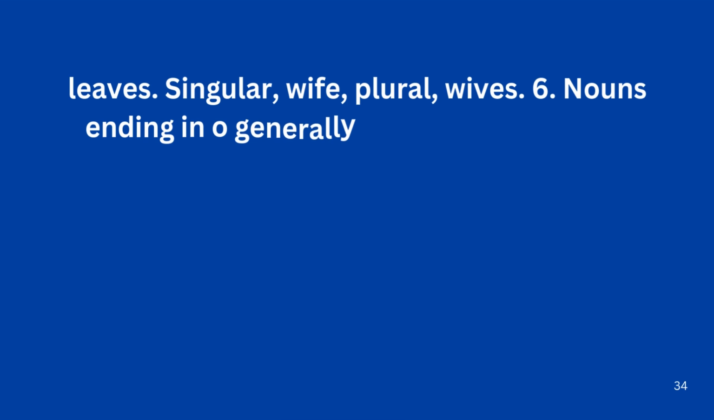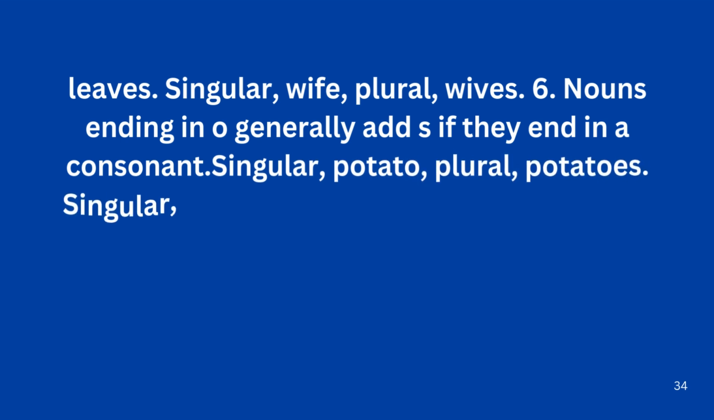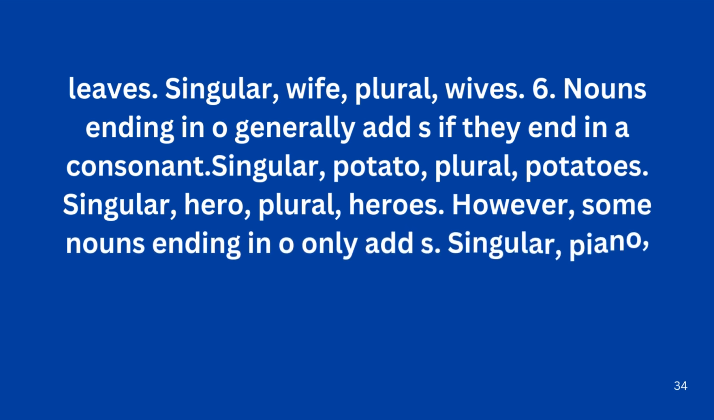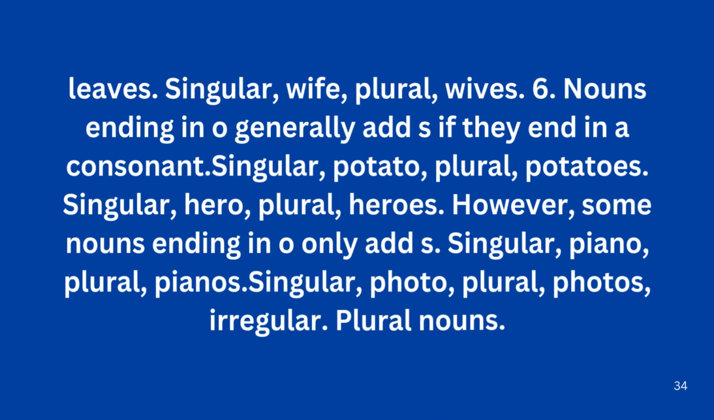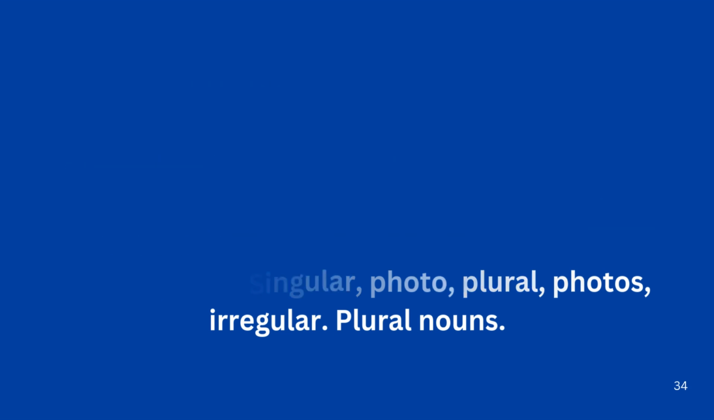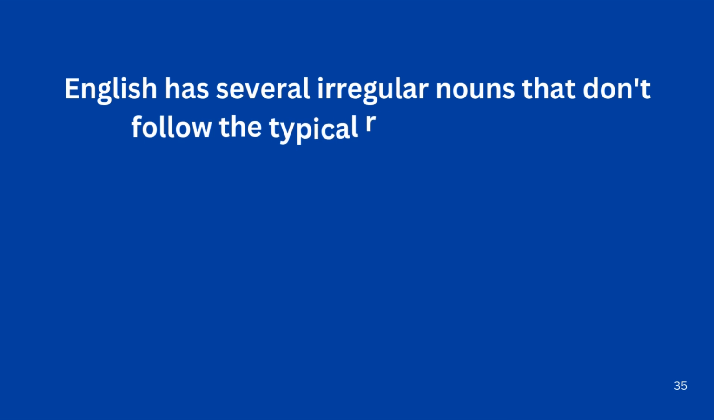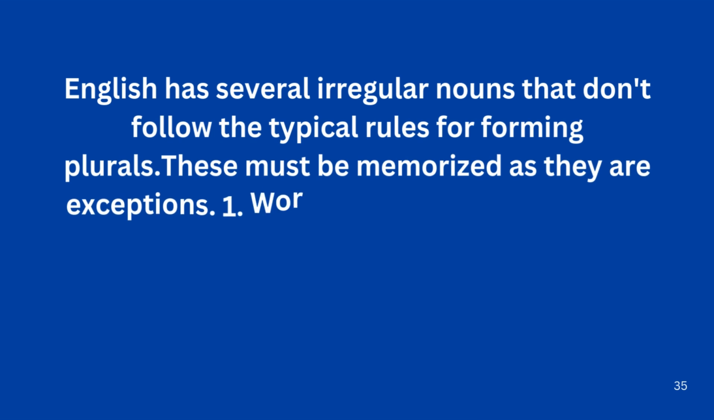6. Nouns ending in o generally add es if they end in a consonant. Singular potato, plural potatoes. Singular hero, plural heroes. However, some nouns ending in o only add s. Singular piano, plural pianos. Singular photo, plural photos. Irregular plural nouns. English has several irregular nouns that don't follow the typical rules for forming plurals. These must be memorized as they are exceptions.